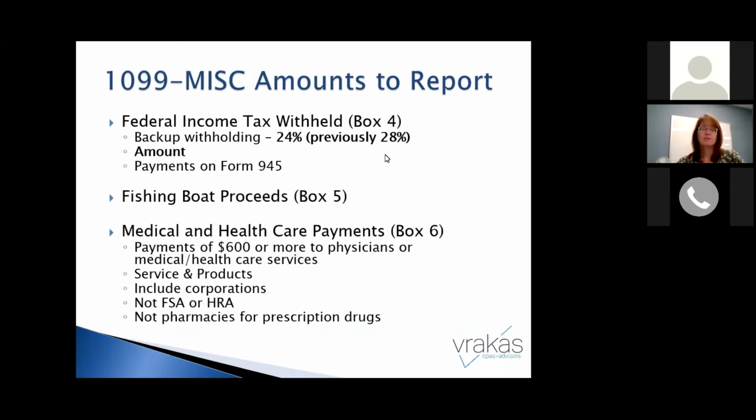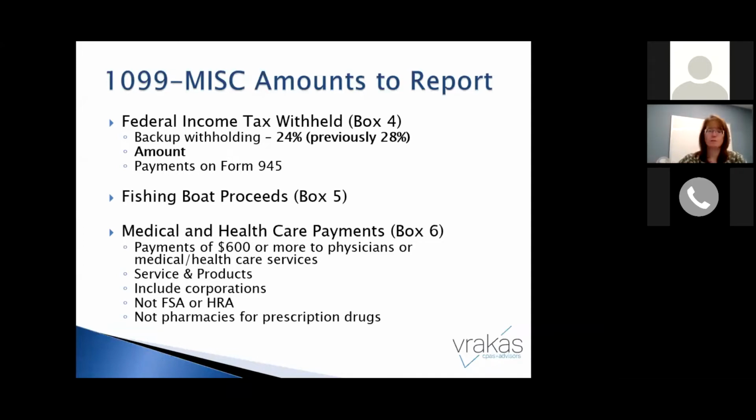Box 4 is for federal income tax withholding. Now, this also doesn't have a dollar limit. If you have to withhold $10, you need to issue a 1099 to that recipient. So there is no dollar limit or minimum for this box, but if you have to withhold any specific dollar amount, you would include that on a 1099 and issue a 1099 to that recipient.